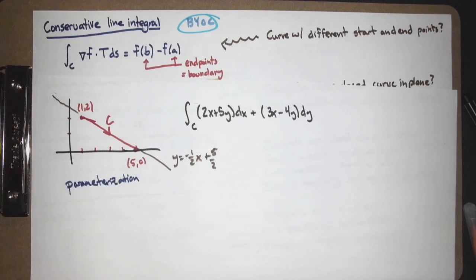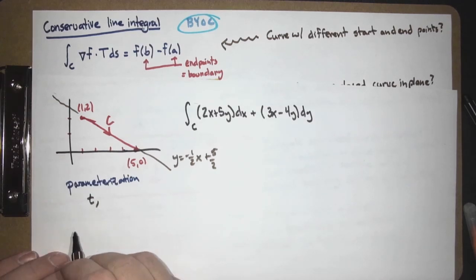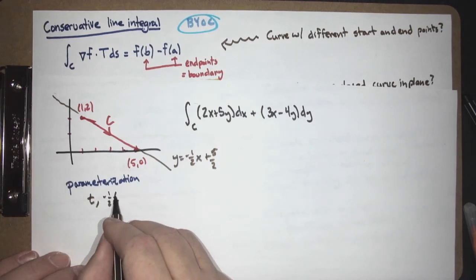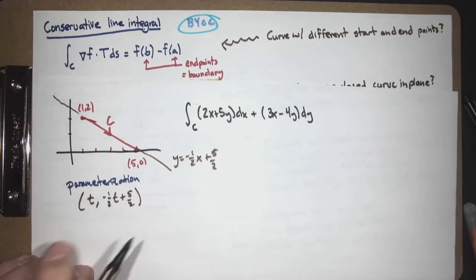What's the parameterization that we can pick? Well, how about we pick x is t. What would y be? Negative 1/2 t plus 5/2. Now, is this our parameterization? And why not?